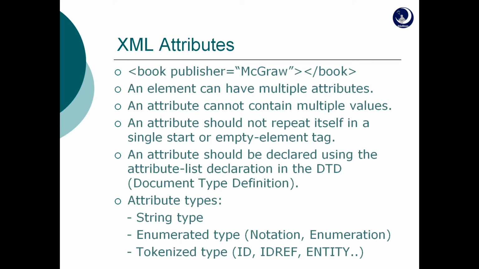Let us go further. Attribute types. There are three attribute types. You can assign an attribute a string type or enumerated type, and you can have an attribute of tokenized type like ID, where this particular attribute is used to uniquely identify this particular tag.